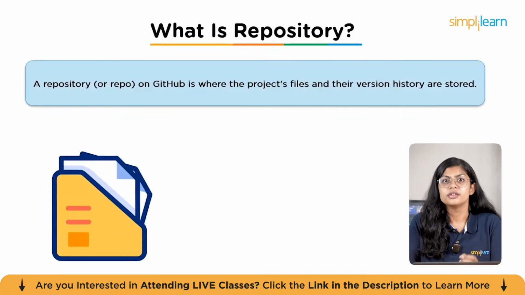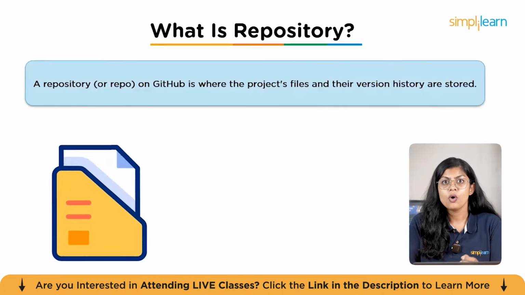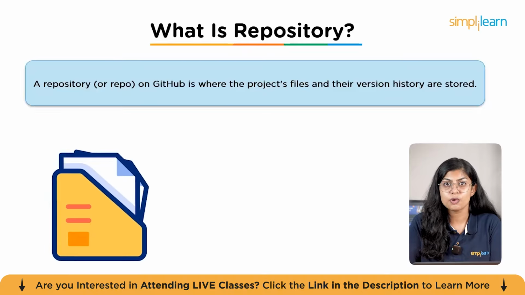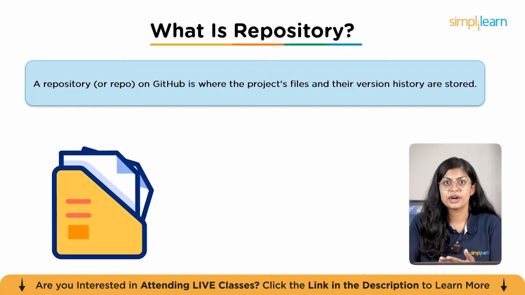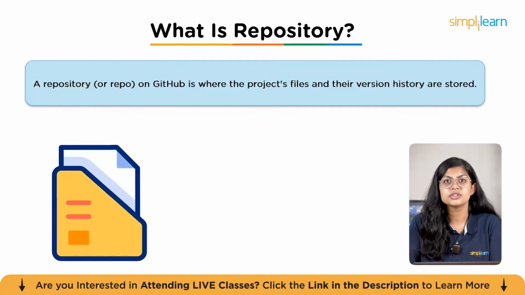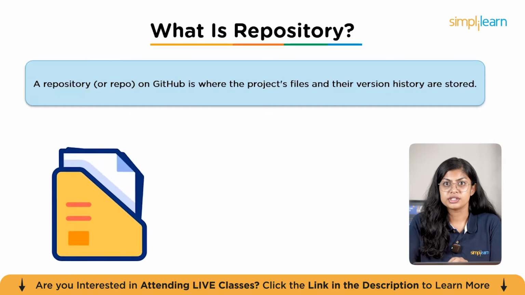A repository, or repo, on GitHub is where the project's files and their version history are stored. Repositories can be used to manage individual projects, including both source code and any associated assets, for example, documentation, images, or even configuration files. There are two main types of repositories.